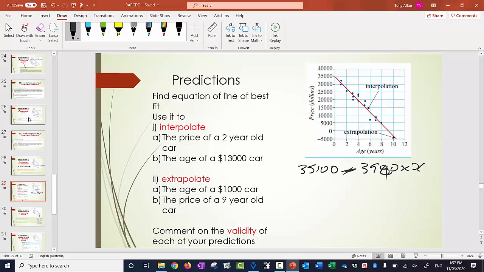All right, it says 11,460. Anybody got the same number? 11,460. So the 6-year-old car is 11,460. Are you happy with how we get that?